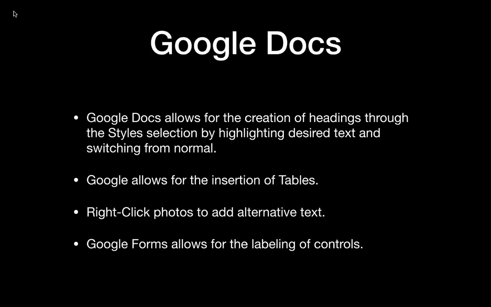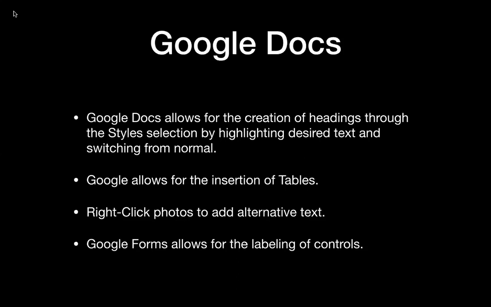Google allows us to right-click on photos that are inserted in the document, and you can insert the alt text. When creating Google Forms, you can label the form controls that are on that form so that they can be made accessible, all the options and the controls.